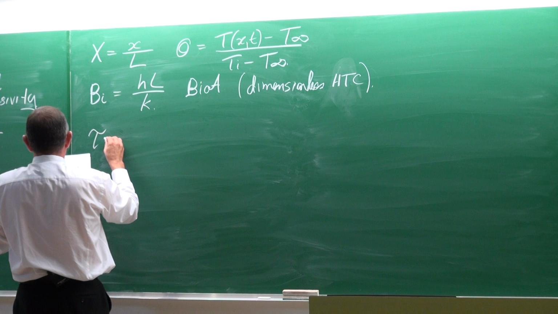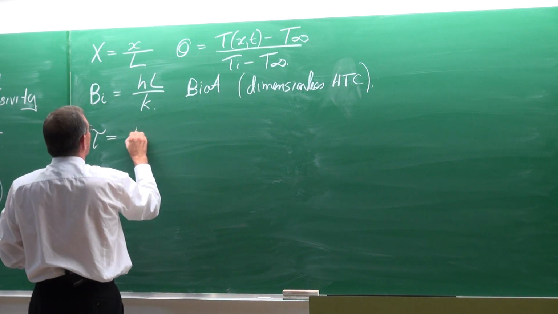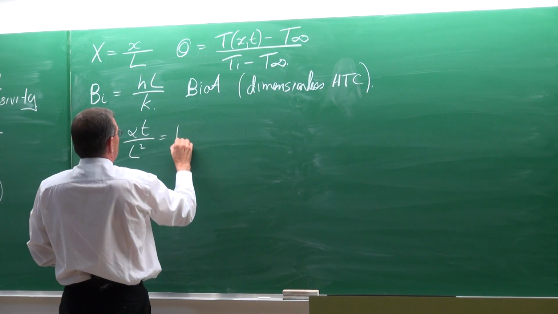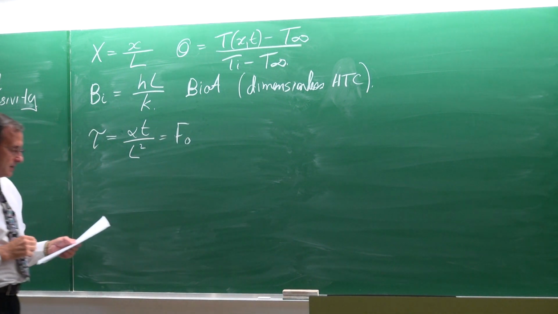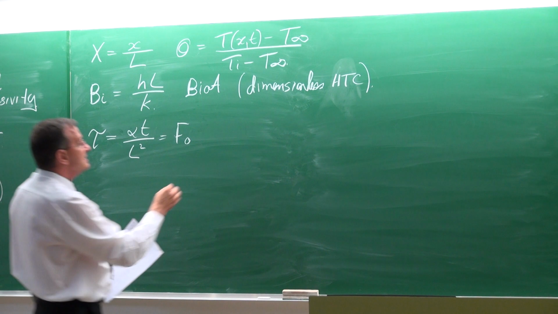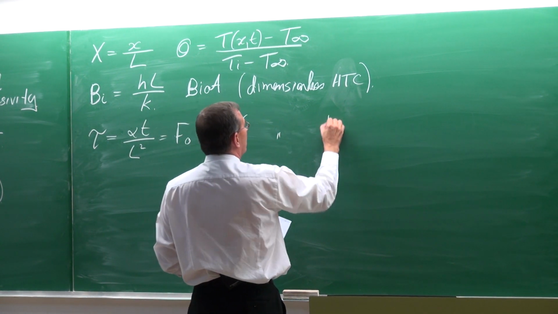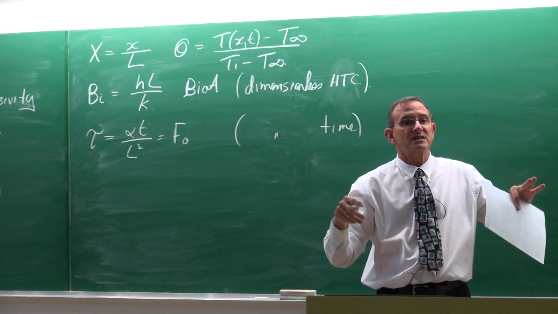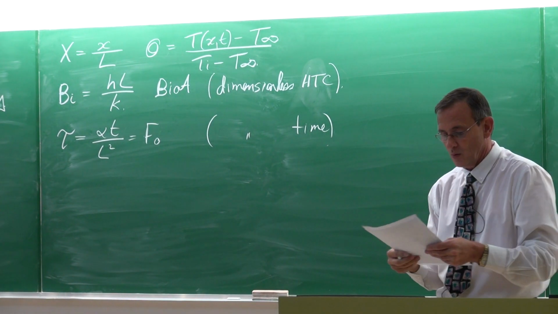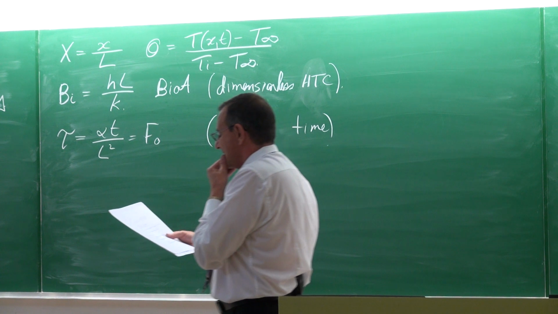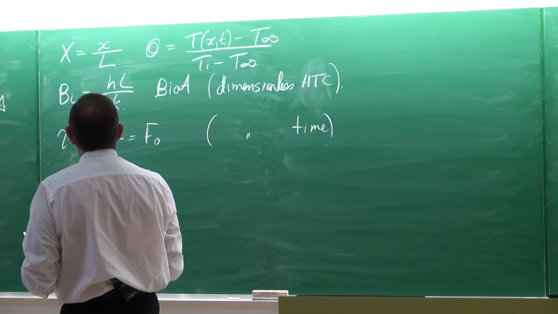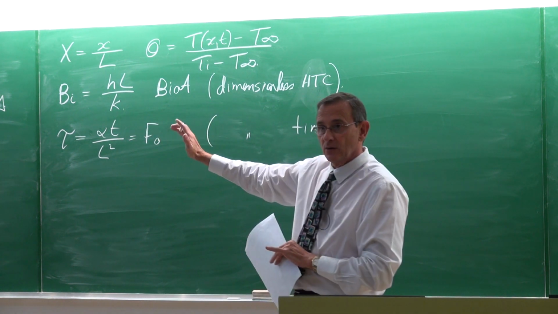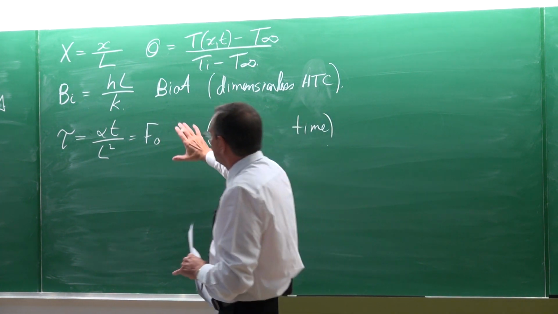Then what is also defined is tau, which is alpha t divided by L squared, equal to the Fourier number, and that is the dimensionless time. And again, this time will always vary between 0 and 1. No, sorry, it wouldn't vary between 0 and 1. It can be larger than 1.